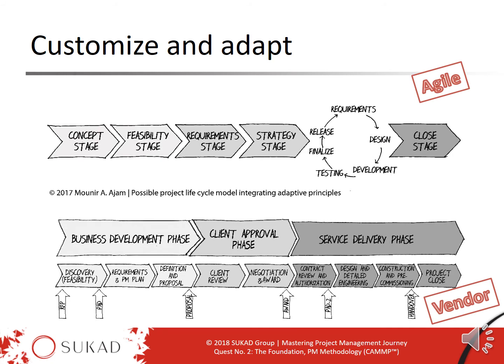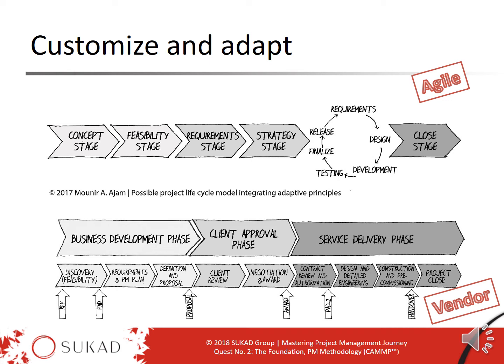But first, let me stop here and show you an example of what we mean by customize and adapt in a picture format. These pictures are coming from our latest book, which was published in December 2017, and you can refer to it for much more information and text if you like. The first picture, the one on top, is the CAMMP life cycle. I want to emphasize this is a CAMMP traditional life cycle that incorporates agile development practices.